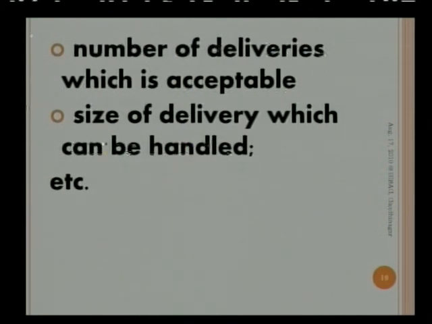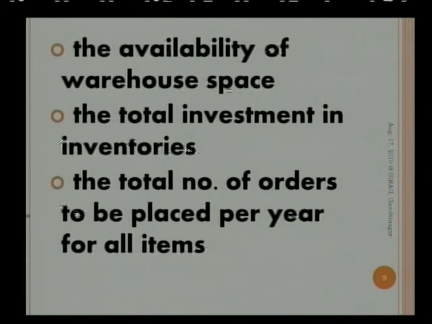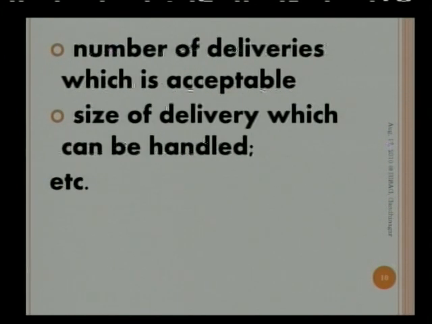That means we first need to consider how much space there is in the warehouse, what the total possible investment is right now, and how much we can order from the supplier. The next is the number of deliveries which should be acceptable, and the size of the delivery which can be handled. These are all the things that we need to decide. Here, the number of acceptable deliveries matters because sometimes the manufacturer does not accept too many deliveries to the warehouse because of transportation problems. So we need a constraint on the number of deliveries.